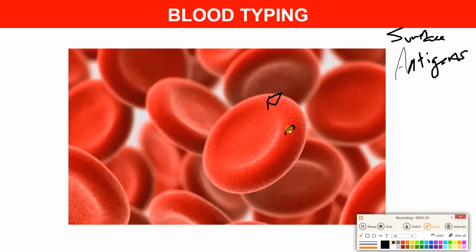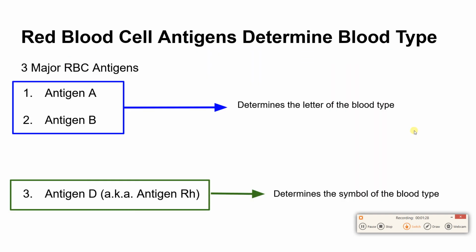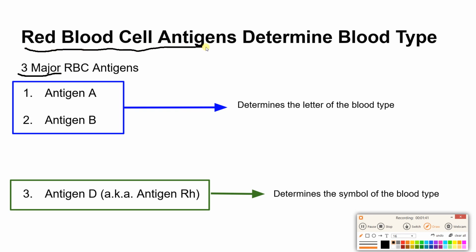So every red blood cell will have a variety of little surface antigens on it. They'll be of different shapes, different sizes, all sorts of different things. Now, for our purposes today, we're not worried about a whole ton of surface antigens. We're worried about 3 major red blood cell antigens. There are lots of minor ones, but only 3 major ones. And why these red blood cell antigens are important is they are going to determine your blood type.